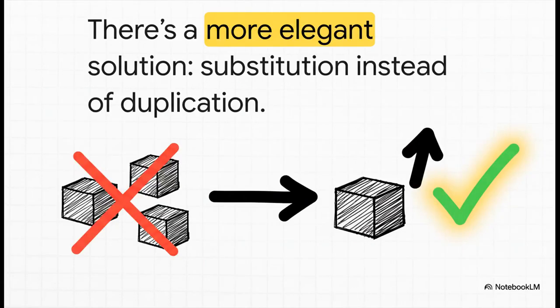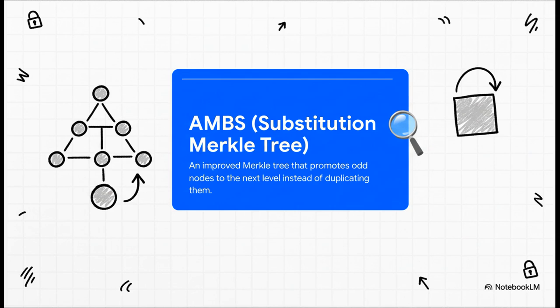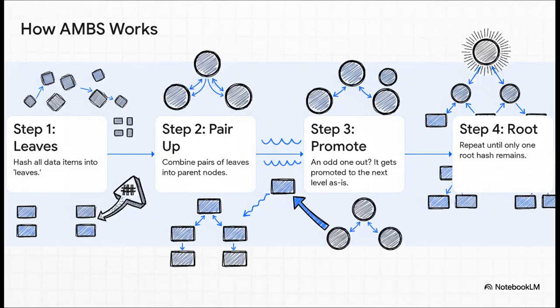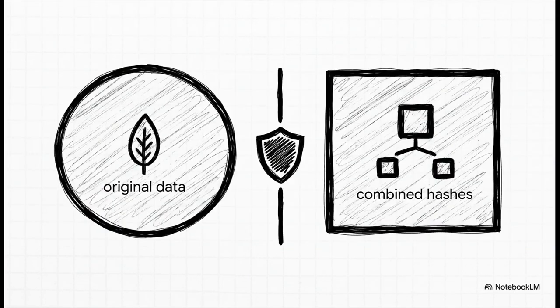Well, there's a much more elegant solution. It's called AMBS. Instead of cloning the odd one out, you just promote it to the next level. So the process is super simple. You hash the data, pair them up, and any leftover just gets bumped up. But AMBS also adds a really clever security feature. It's called domain separation. Let me show you.